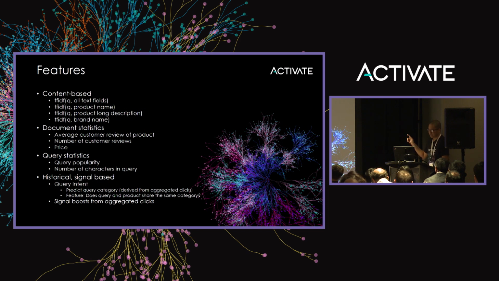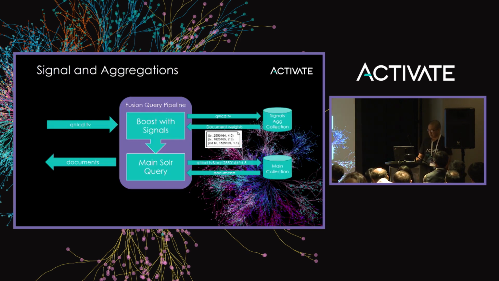Also we're going to go back to historical signal-based features. We're going to use signal boost from aggregated clicks. I'm going to explain that right now. Fusion has a feature called signals and aggregation, and it's Fusion's way of utilizing user behavior to improve search relevancy.